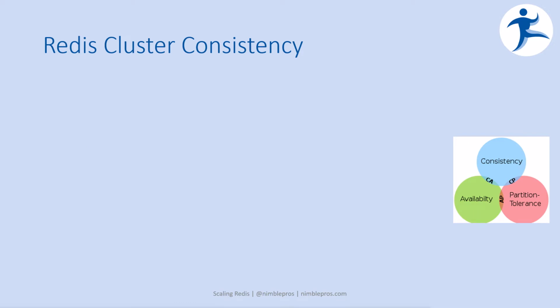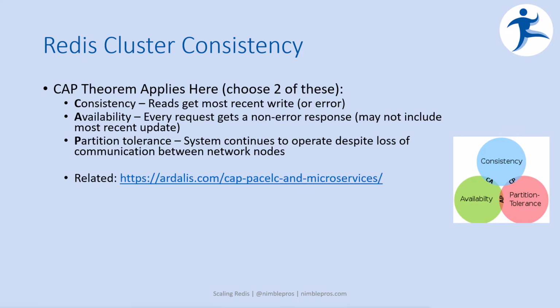CAP theorem applies to Redis clusters. CAP theorem states that distributed systems must choose 2 out of the 3 guarantees. The system can remain consistent, available, or partition tolerant, but not all 3.